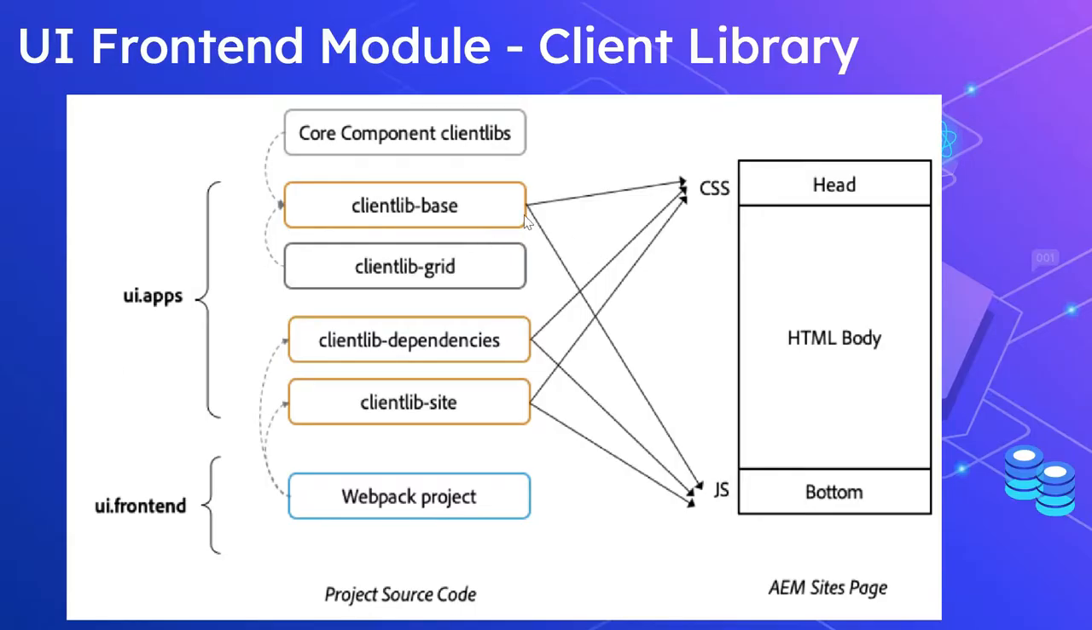This is the structure of client library. So if you see here, the UI frontend module generates these two client libraries, client lib site and client lib dependencies. The UI apps module contains other client libraries like client lib base, client lib grid and core component client libraries.